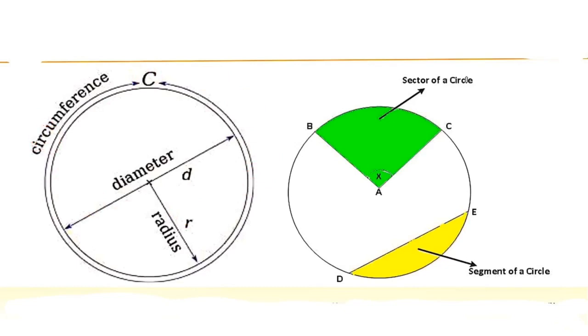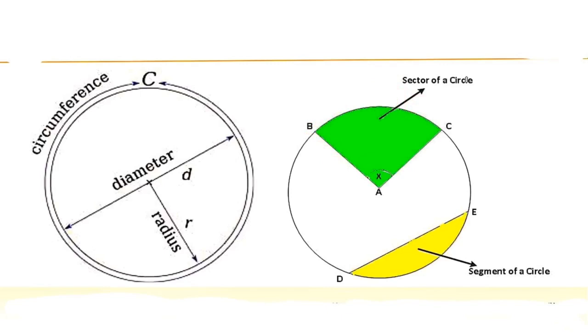Okay, and just look at this sector. What is meant by sector of a circle? Sector in the sense, it is a region. Region means it is an area which is enclosed between two radii. Can you see this? This AB and AC are radii of the circle, and this green color area is covered by these two radii. Okay, so the area enclosed between two radii is called a sector of a circle.